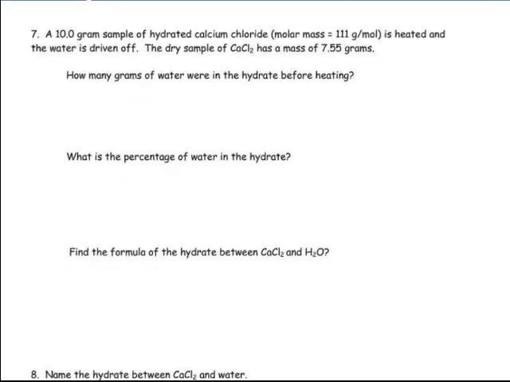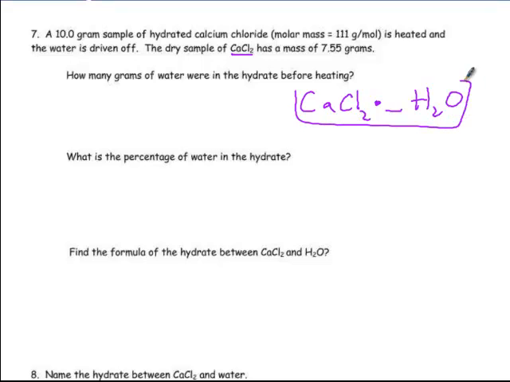A 10-gram sample of hydrated calcium chloride. So herein comes what I kept stressing about the vocabulary. What does it mean to be a hydrate? Well, a hydrate is a substance, in this case CaCl2, bonded weakly to so many water molecules in a certain mole ratio. So a 1 to 1, 1 to 2, 3, 4, whatever mole ratio of water. The way I find this out is I measure the mass of this whole thing. It says this thing weighs 10 grams.